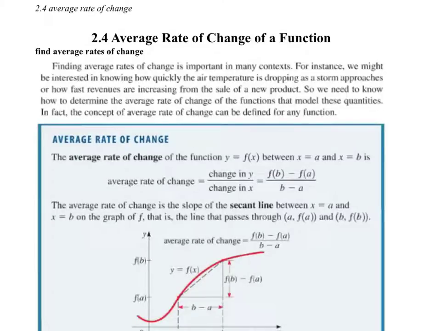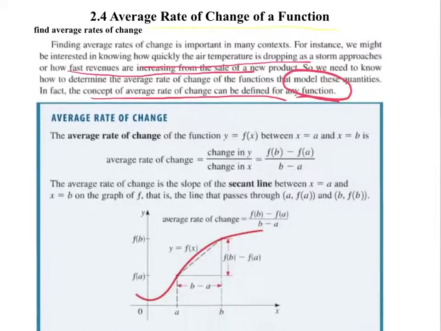So there are many contexts in which you might want to know the average rate at which a function is changing. It's called the average rate of change of a function. Perhaps you might want to know how quickly the air temperature is dropping as a storm is approaching, or how fast your revenues are increasing when you have a new product. So average rate of change can actually be defined for any function at all.